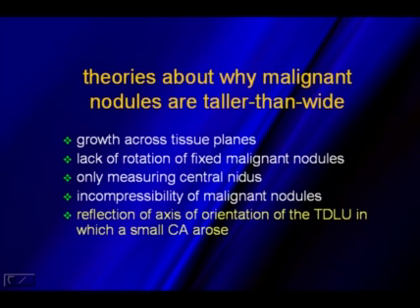Now there's several theories as to why we see malignant nodules taller than wide. I can remember doing breast lectures about 10 years ago and saying, oh, it's the growth of tissue planes. Cancer grows against a tissue plane. Benign lesions tend to grow with tissue planes. Some will say it's the lack of rotation within a fixed malignant nodule, or they may say that it's only because we're measuring the central nidus. It may be because of the incompressibility of malignant nodules. But the real reason why we see cancers taller than wide is that it reflects the axis of the orientation of a TDLU, terminal ductal lobular unit, in which a small cancer arose.